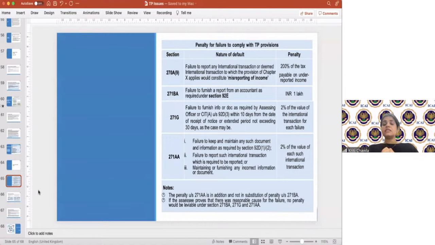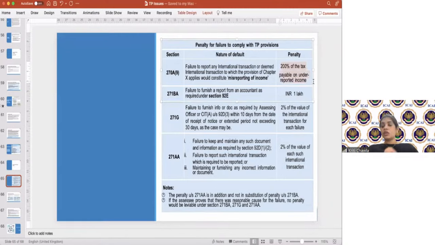If you look at the penalties, they start from Section 270A, which basically says that if you do not report an international transaction or you do not report a deemed international transaction, that will be considered as misreporting of income, and the tax amount is going to be 200% of the tax payable on that particular transaction. If you do not furnish Form 3CEB, the accountant's report or the transfer pricing return, the penalty will be 1 lakh. But this is a 1 lakh straight up penalty, not relating to the days.